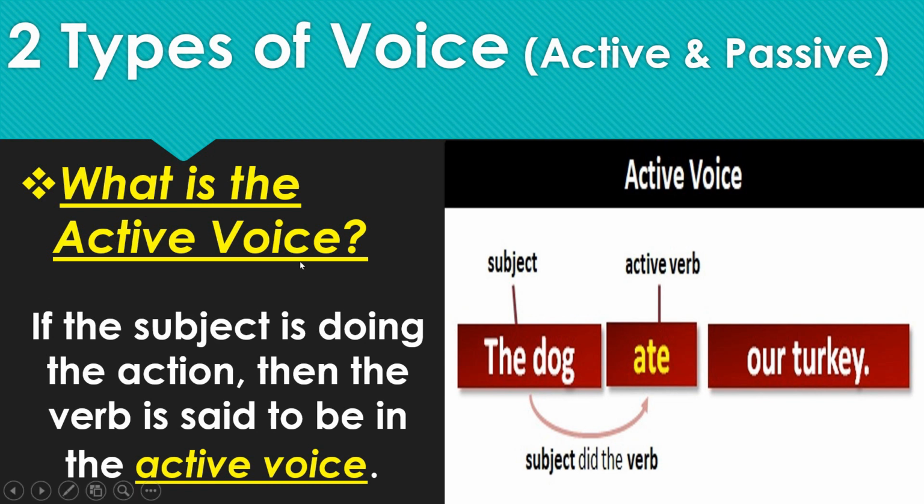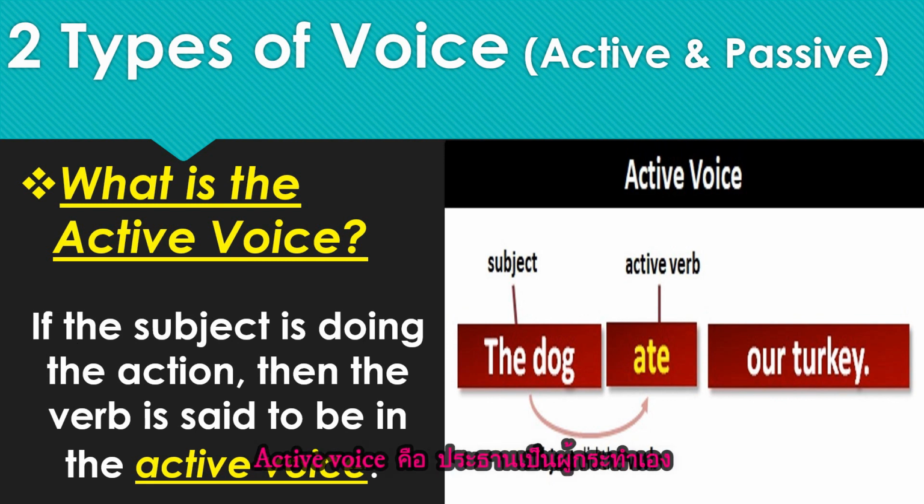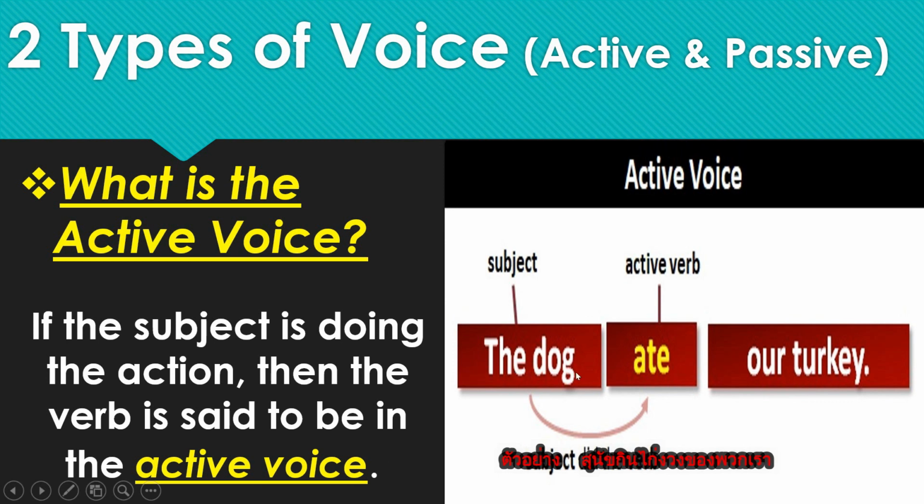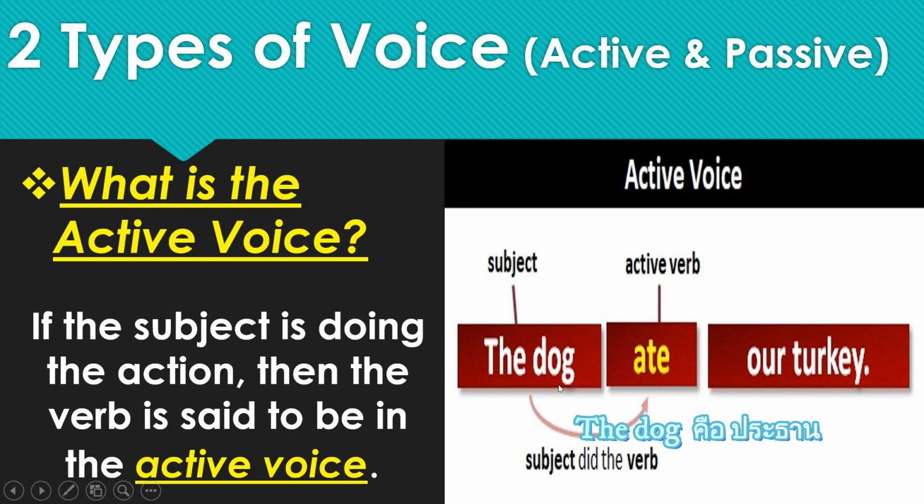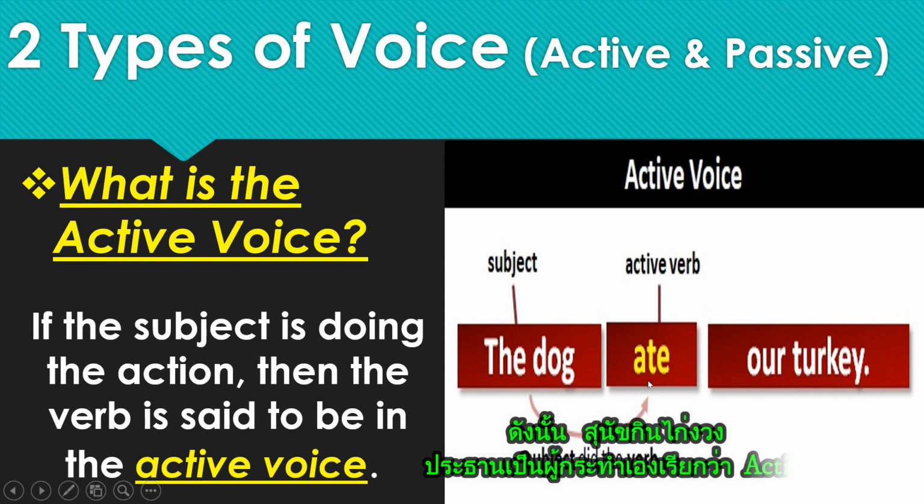So what is the active voice? A sentence is active if the subject is doing the action. So if the subject is the one who does the action, the verb should be in active voice. So for example, here we have: the dog ate our turkey. Where is the subject? Okay, the subject is the dog. So who ate our turkey? It's the dog. Therefore, this sentence is an active voice. Why? Because the subject is the one who does the action. So the dog is the one who ate the turkey.